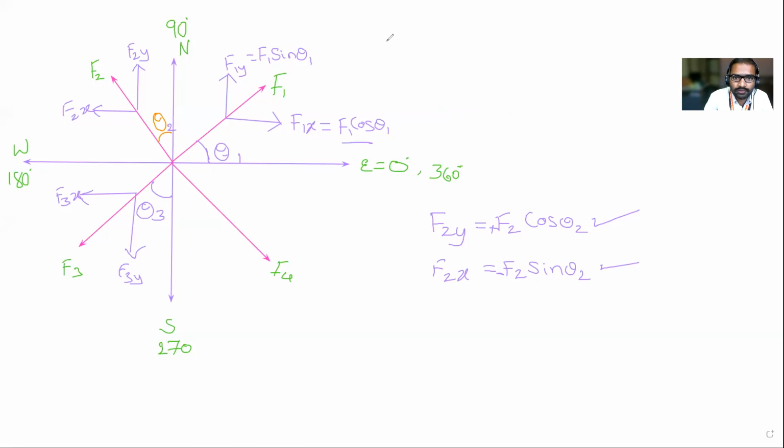Wait, I will erase and do it step by step. First, the first quadrant. What did we write in the first quadrant? Tell me, F1x is equal to F1 cos theta 1. Next, F1y is equal to F1 sin theta 1. Okay.